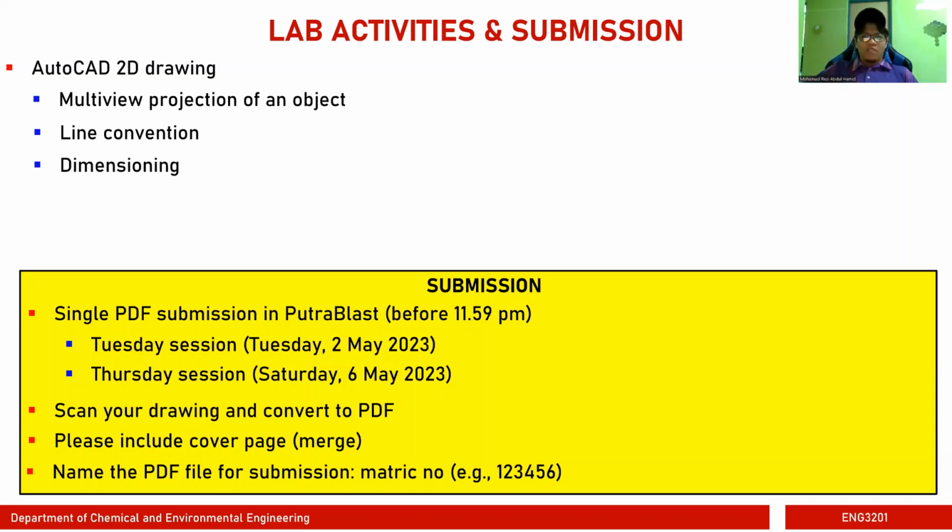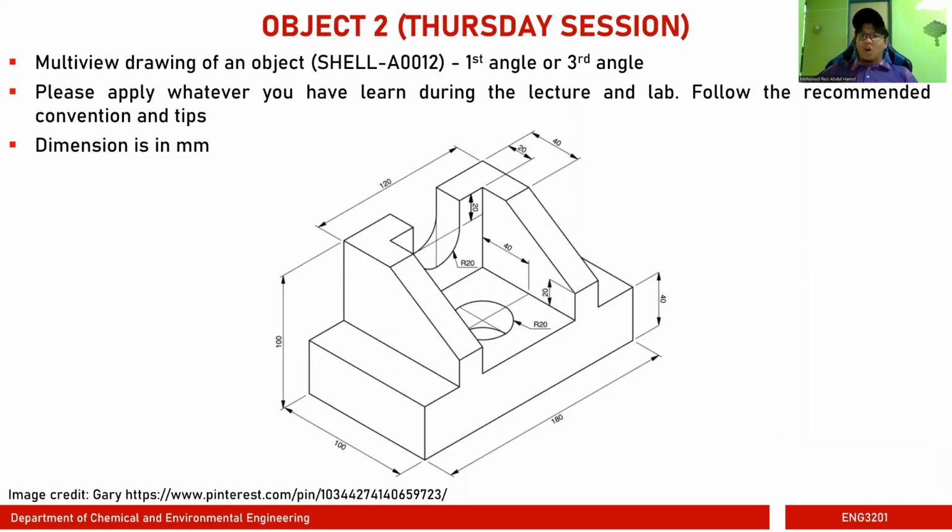All right, without further ado, let's check out the object that we need to create today. All right, this is the object that you need to prepare. This is the object for you to refer to and then for you to create a multi-view projection of this particular object. Take note of the object number, which is shell dash A0012.